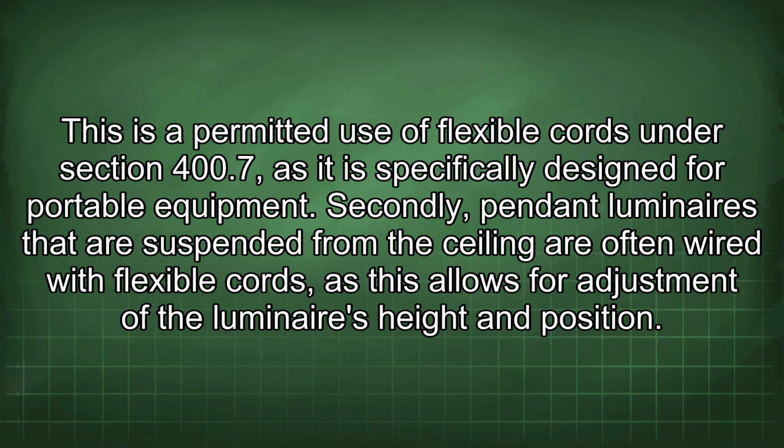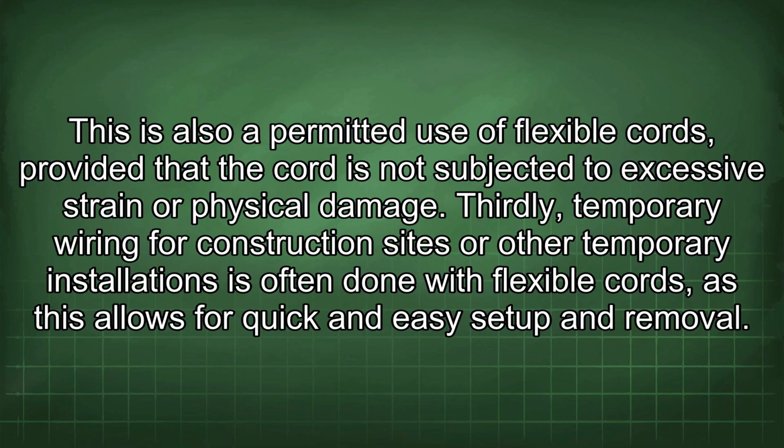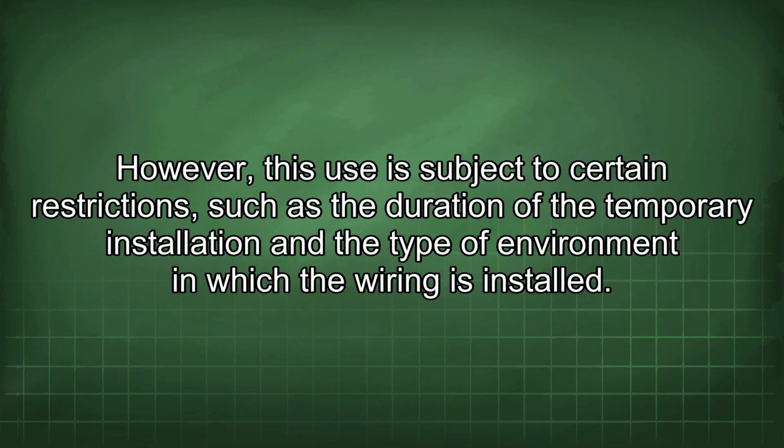Secondly, pendant luminaires that are suspended from the ceiling are often wired with flexible cords, as this allows for adjustment of the luminaire's height and position. This is also a permitted use of flexible cords, provided that the cord is not subjected to excessive strain or physical damage. Thirdly, temporary wiring for construction sites or other temporary installations is often done with flexible cords, as this allows for quick and easy setup and removal. However, this use is subject to certain restrictions, such as the duration of the temporary installation and the type of environment in which the wiring is installed.